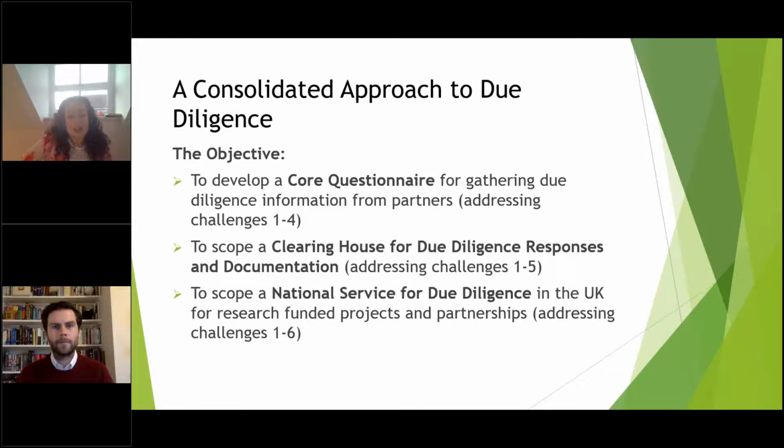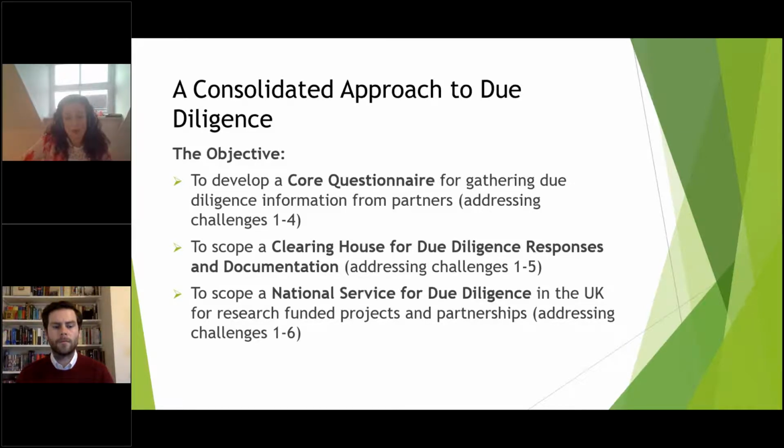And so these are the things that we're trying to deliver through the project. First of all, a core questionnaire for gathering due diligence information from partners. As I said, at the moment, each university or each lead research organisation has created its own questionnaire in the past, all trying to achieve broadly the same thing, but asking questions in slightly different ways, making it quite hard for partners to fill in lots of different versions or variations on this. So we've in fact already done this part of the project.